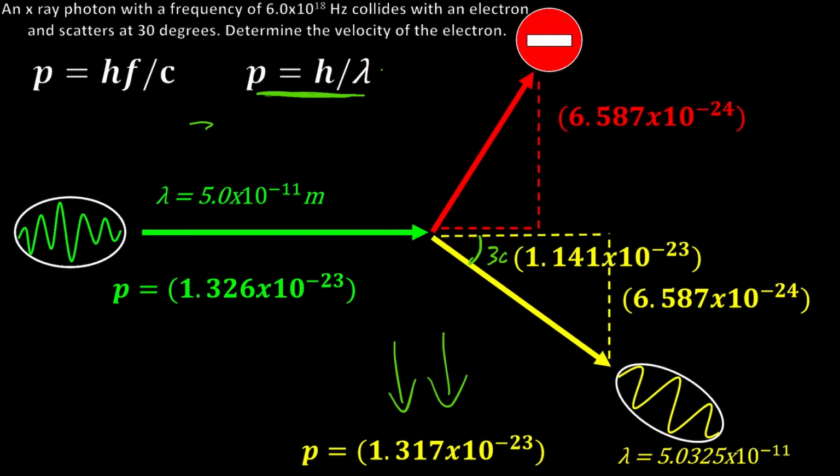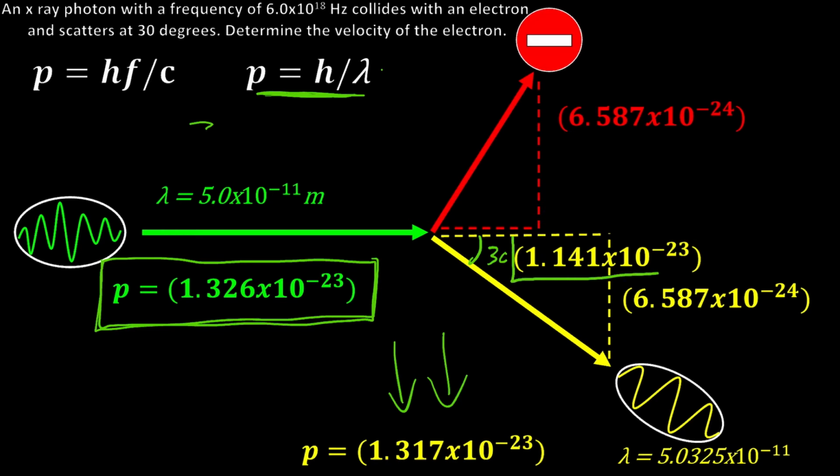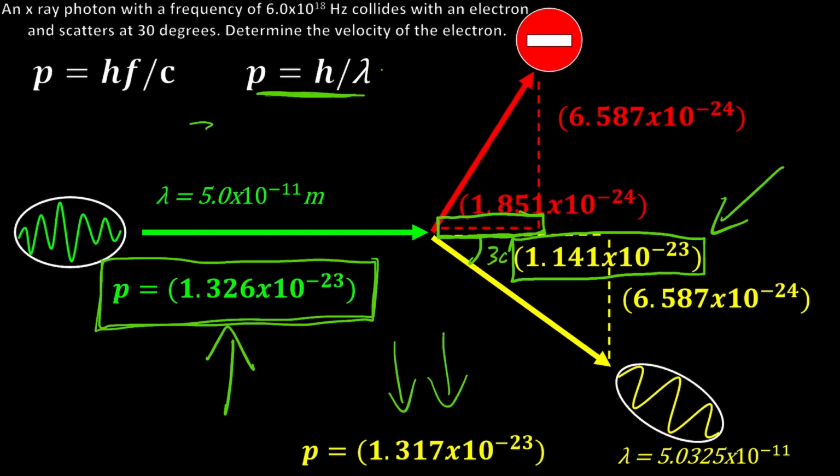Now looking in the x direction, my initial momentum was entirely in the x direction. So if I started with this amount, I need to finish with the same amount. Now I know that I have this already in the momentum of the photon. So if I take this value, subtract this value, I should get the remaining amount of momentum in the electron. I complete that, and I get a number of 1.851 times 10 to the negative 24.